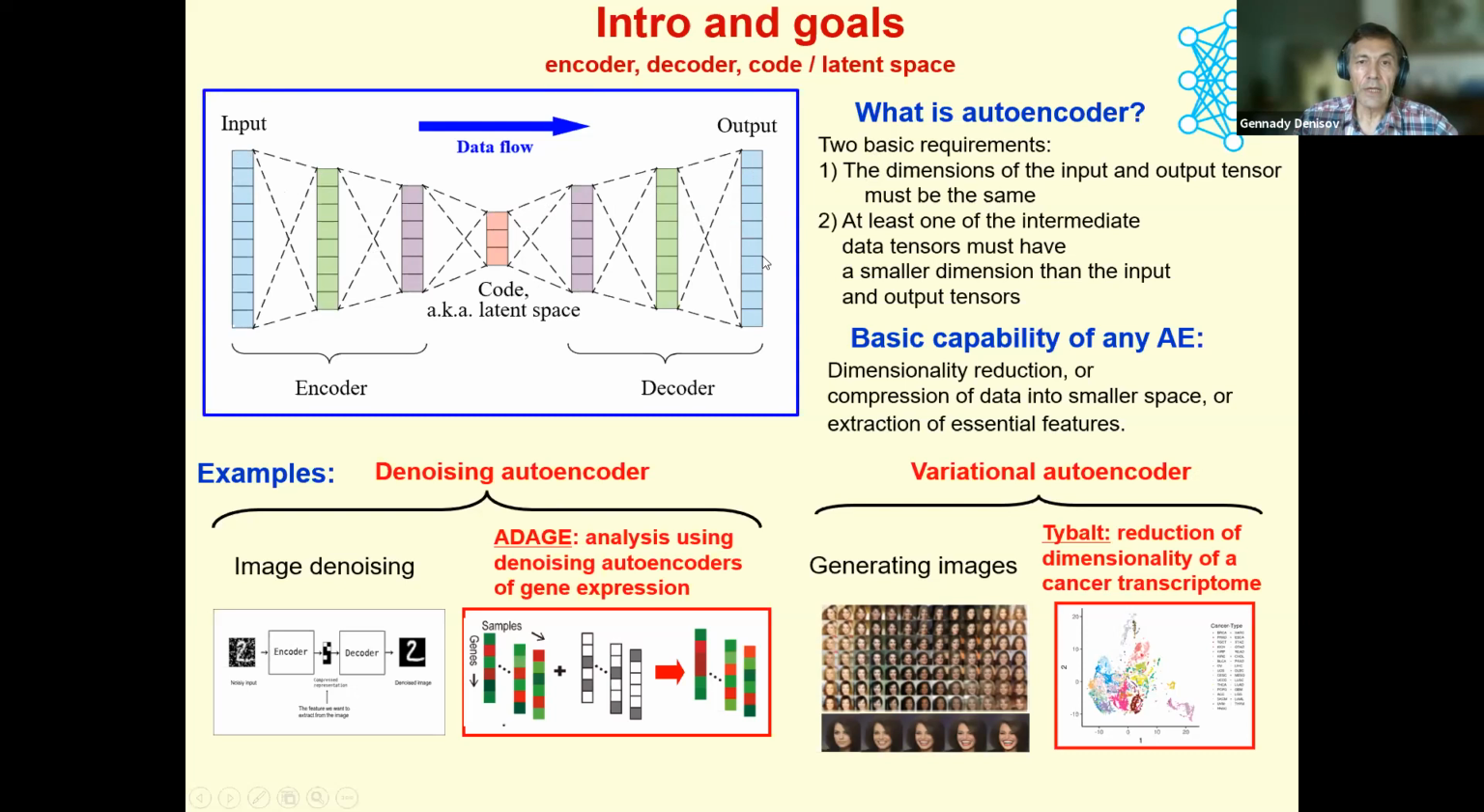And the intermediate data tensor with the least number of elements is called a code, or also called a latent space. The part of the network before the code is termed encoder, and the part of the network after the code is called decoder. So how does all of this work? After we load data to the input data tensor, the data start to propagate towards the output tensor. And in particular, the data pass through the code tensor. We say that data gets encoded here in the code tensor in a smaller number of elements.